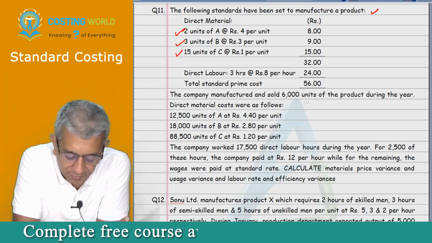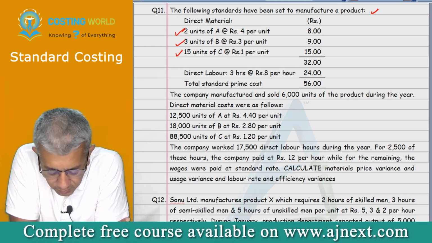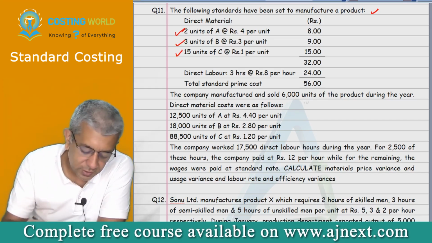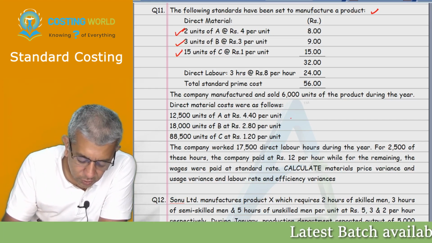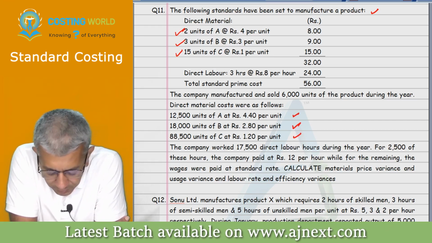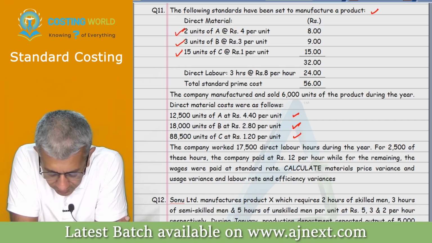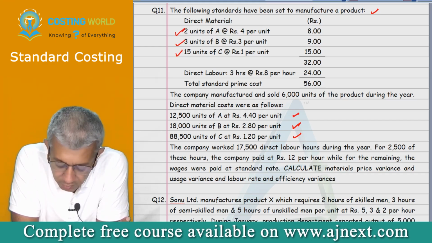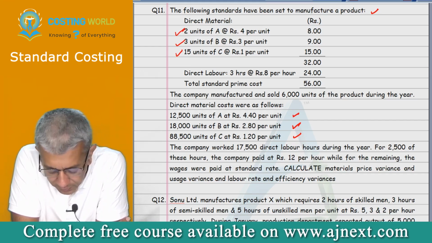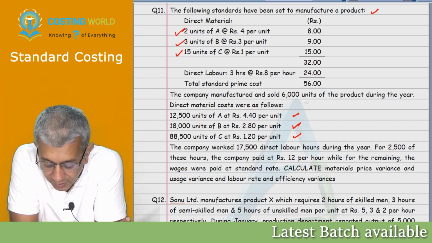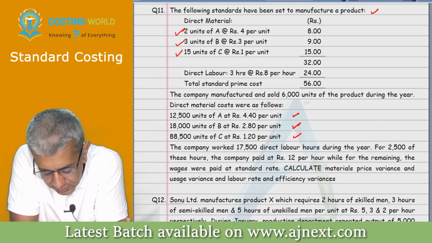The company manufactured and sold 6,000 units of the product during the year. Direct material costs were as follows: this much units of A at the rate of 4.4, B and C. The company worked 17,500 direct labor hours during the year. For 2,500 of these hours, the company paid at the rate of 12. For the remaining hours, the wages were paid at standard rates.